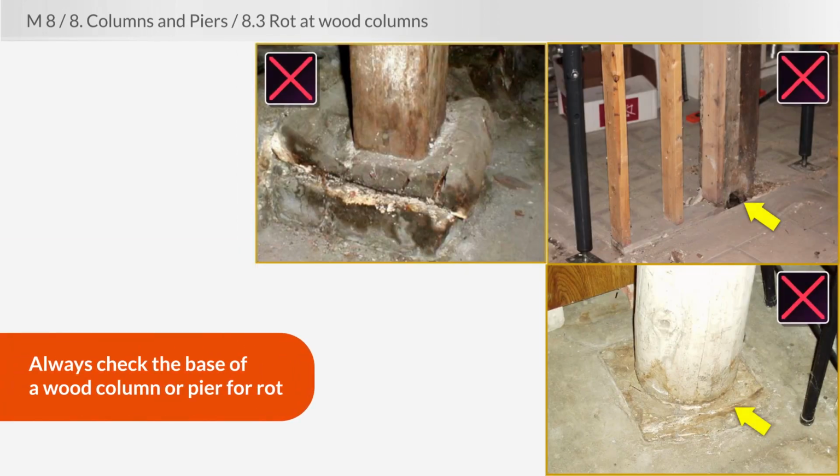As I said, always check the base of a wood column or pier for rotting, especially in basements that you think may have been damp, and especially in crawl spaces. But even in basements that seem very dry, sometimes you start probing around and you get surprised at the severity of the rot at the bottom of a wood column, even though the basement seems very dry. So never assume. Always make sure you check it and probe around a little bit.